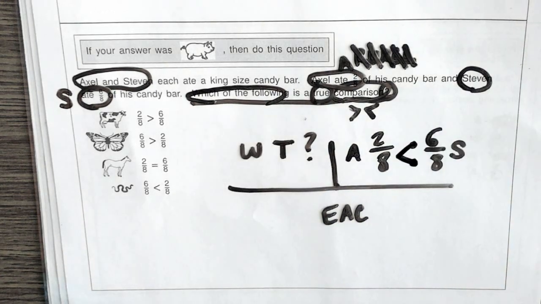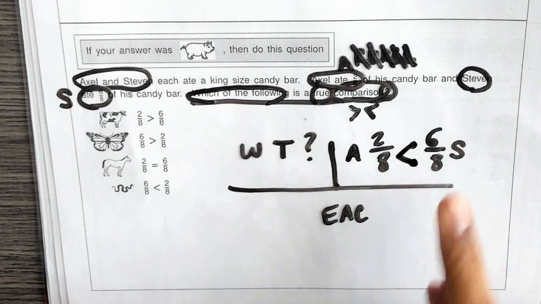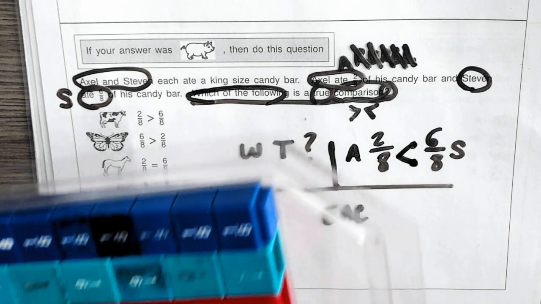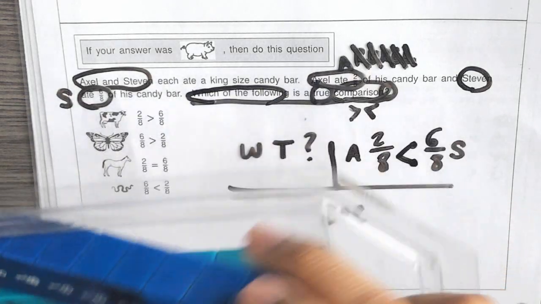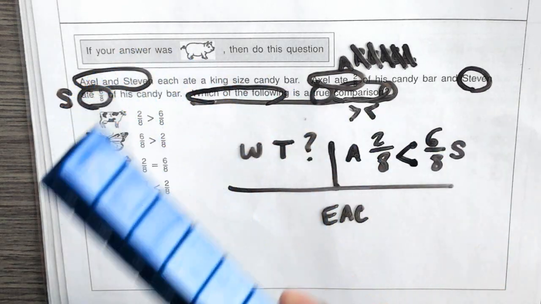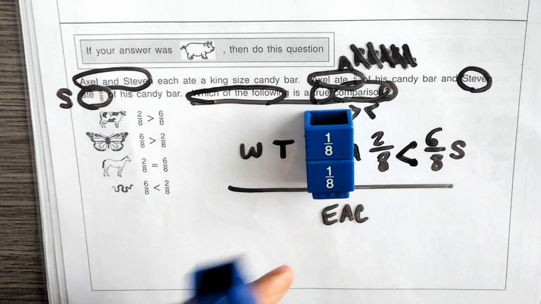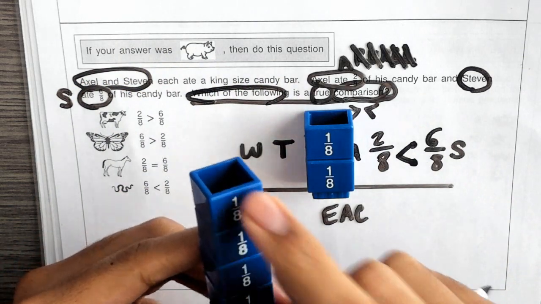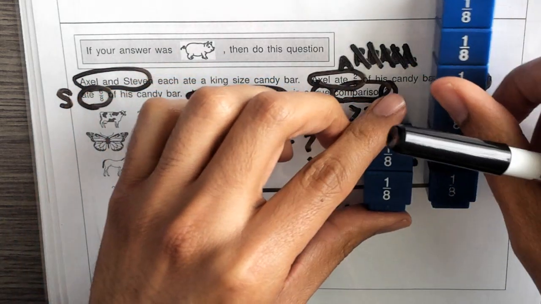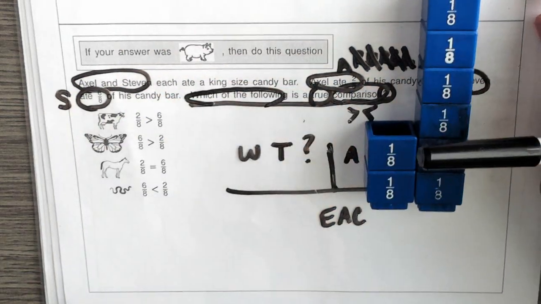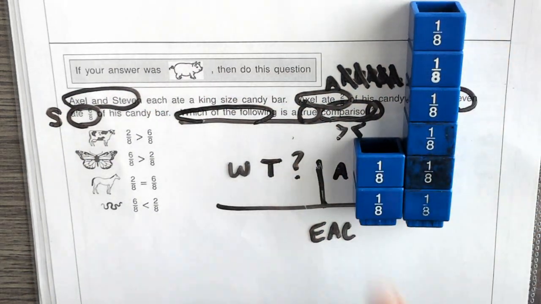If I go ahead and build the 2/8 and the 6/8, you will also be able to see why the 6/8 is still bigger. So I need to take out my 8s. I'm going to build 2/8 for Axel. I'm going to build 6/8 for Stephen. 1, 2, 3, 4, 5, 6. And as you can see, 6/8 is a lot more than 2/8.